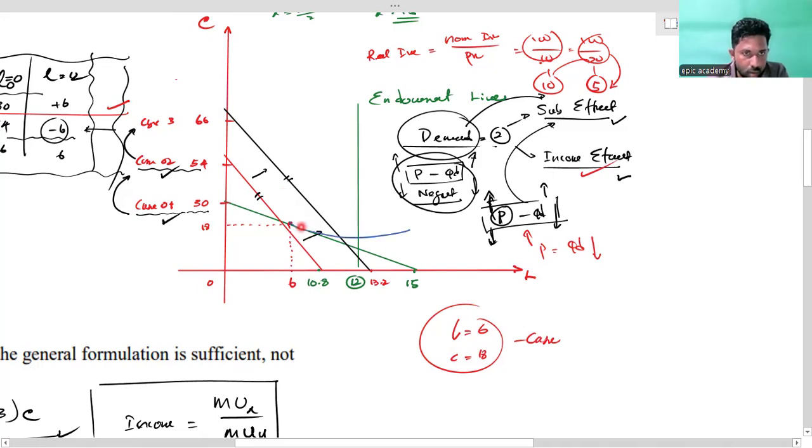So for question 3, don't we have to find C star and L star, like how it says in question number 3?